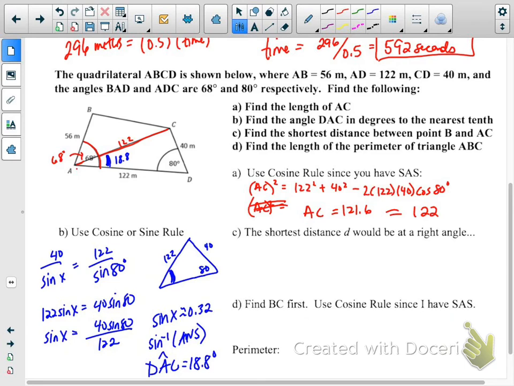Okay. All right. So next, we're going to find the shortest distance between point B and AC. So the shortest distance is going to be at a right angle. So to kind of mess this picture up even more, that would be the shortest distance right there. Okay. Now, hold on, I didn't mean to label that B. Let's label that D for distance.